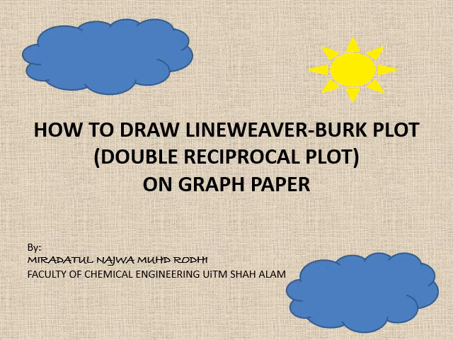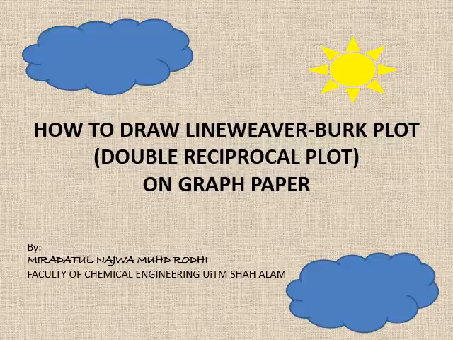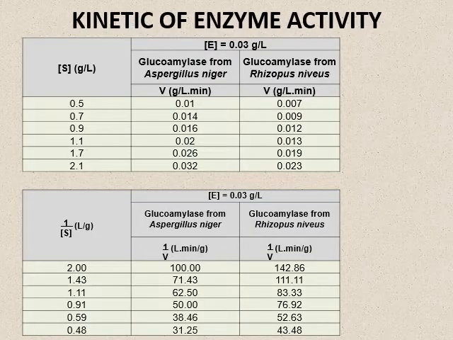In this video, you'll be introduced to how to draw a Lineweaver-Burk plot using graph paper. For example, say you are given this data: the substrate concentration, and then the enzyme concentration. The initial is 0.0 gram per liter.